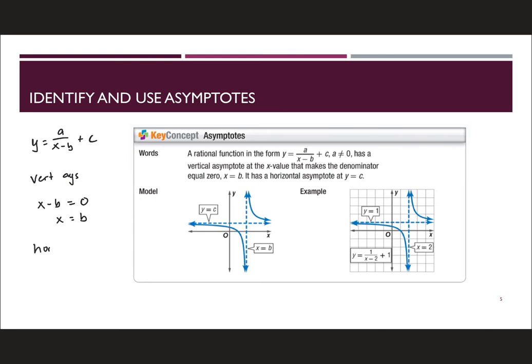For our horizontal asymptote, those are a little bit easier. Our horizontal asymptote, y, is going to equal whatever c is. And again, c is this value right here. Whatever that number is, that's going to be our horizontal asymptote. So when you go to graph these things, it's a very good strategy to find the asymptotes first. That way you have a general idea of where things are. Okay, let's practice that on the next slide.